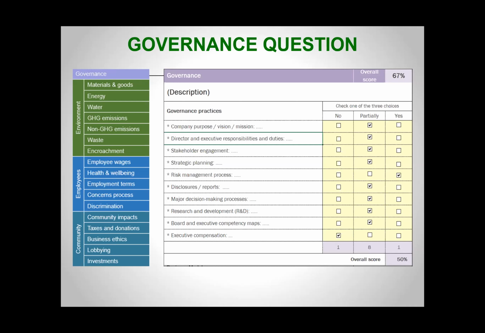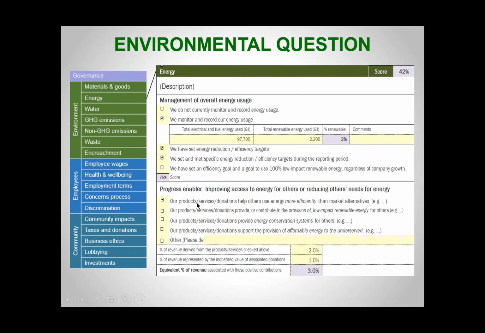So that's it for governance. It's just 10 questions, or one question with 10 choices. Very straightforward. An environmental question, a sample environmental question. This is one on energy, and all of the environmental ones start off with a description of what this is all about. So there's a bit of a description there.